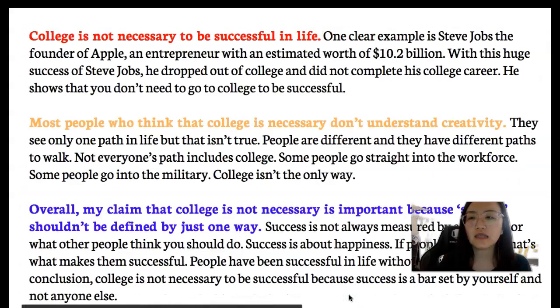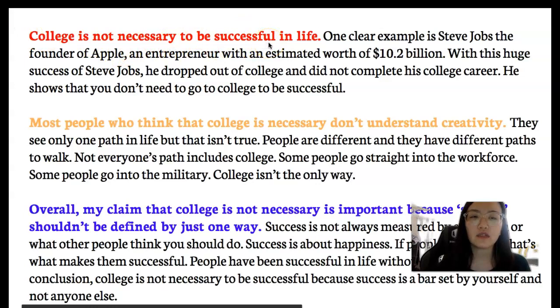The last one is an example of the opposite side. Again, like I said, you can pick either side as long as you can defend it, as long as you have evidence to prove your opinion. So this student said, "College is not necessary to be successful in life." That's their claim. It's in red. It's the first sentence. It's very clear.